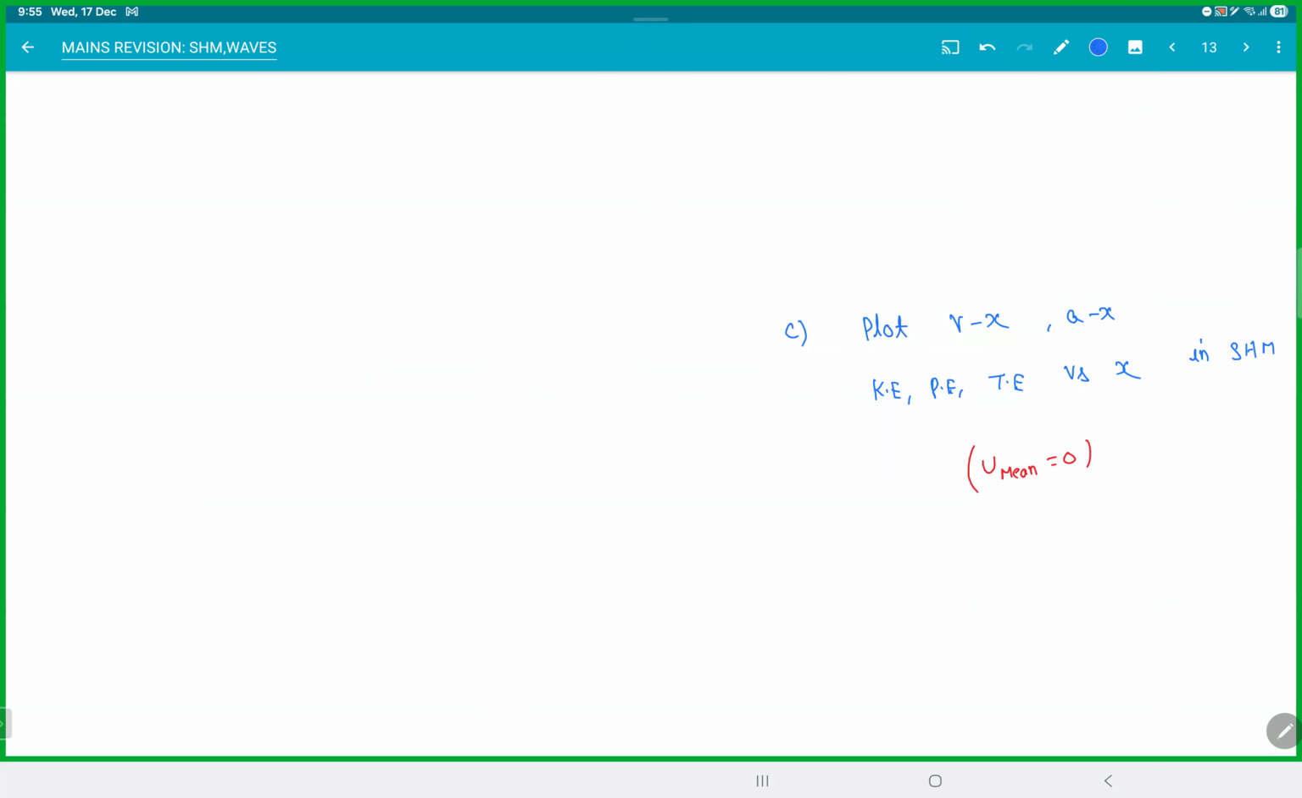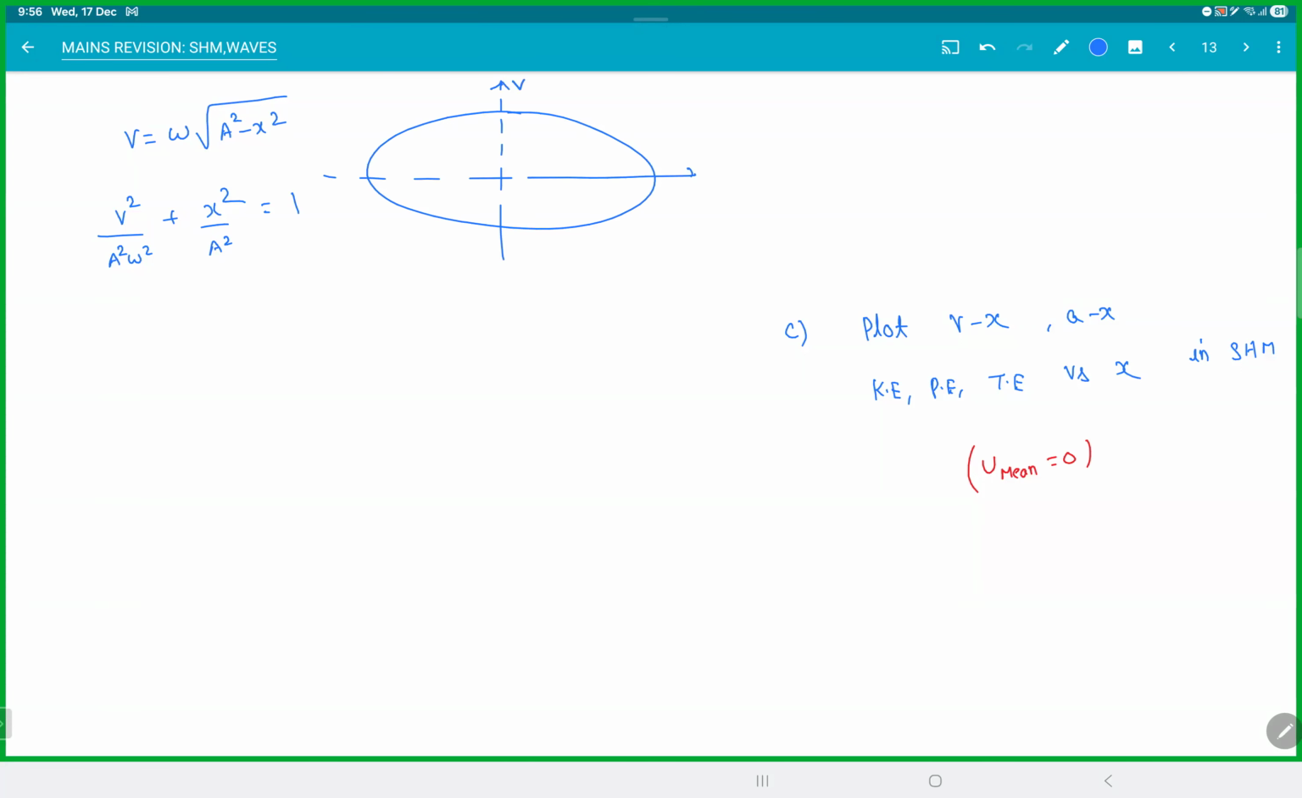What is your Vx graph? If you remember that formula, V is equal to omega root over a square minus x square. This will be V square by a square omega square plus x square by a square is equal to 1. This is an ellipse. A Vx graph is an ellipse where this is a omega and this is a. A is equal to minus omega square x. It's a straight line passing through the origin with a negative slope. Tan theta is minus omega square.